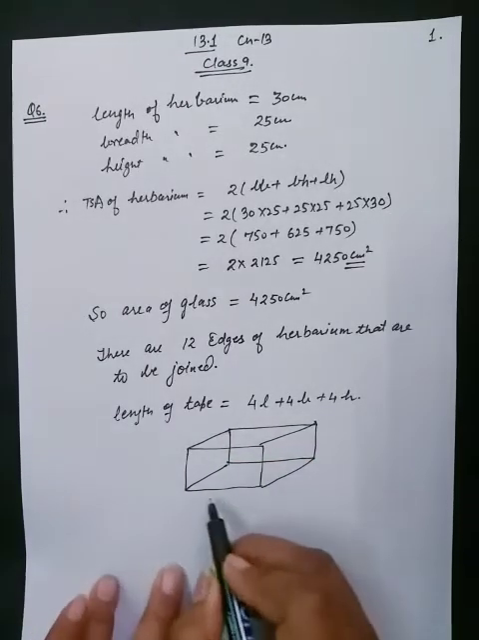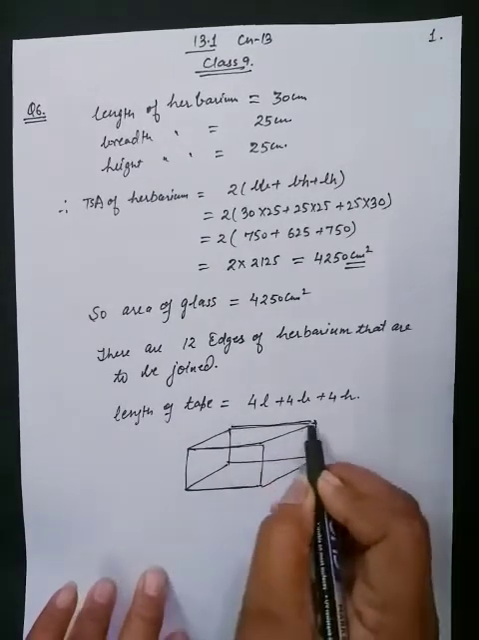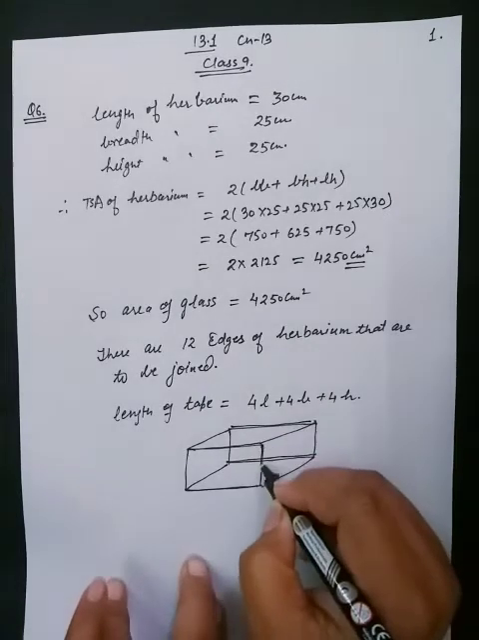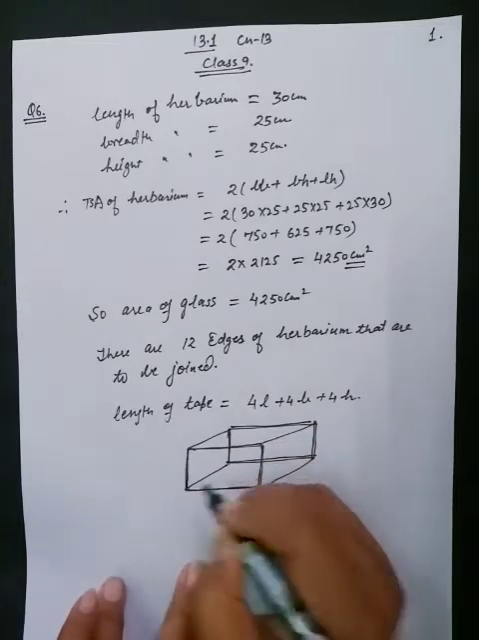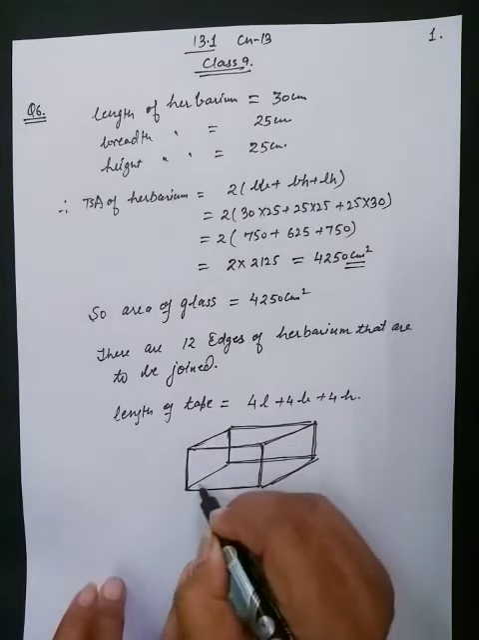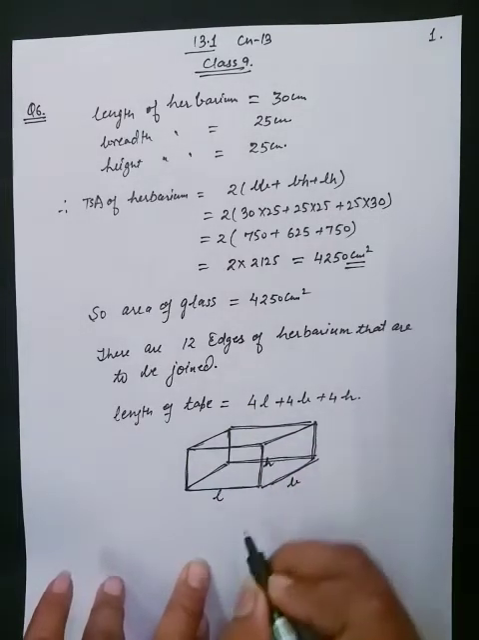there are 12 edges. These 4 edges are of length. So it means 4 lengths of tape will be needed and these 4 are heights. 4 heights of tape will be needed and these 4 edges are breadth. So 4 breadths of tape will be needed. This is length, breadth, height.